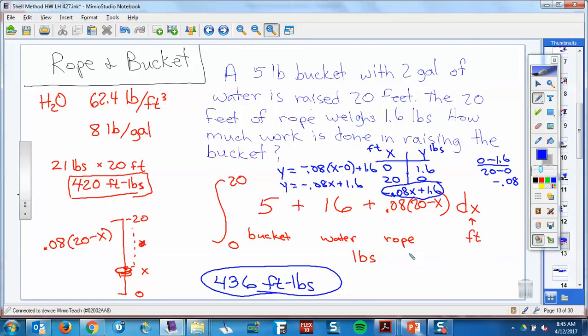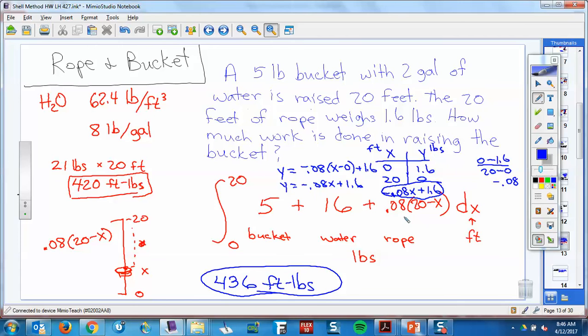Now, isn't that the same thing? You take 0.08 times 20, that's 1.6. 0.08 times negative x would be negative 0.08x. You get the same thing. I think over time, people found that a lot easier to do. So the rope starts out at 0 feet pulled up, it weighs 1.6, and at the end, when I pull all 20 feet up, it weighs 0. Do a slope calculation and get your equation. Just do your line equation that we've used all year long, and that'll give you that, instead of having to think through it. Either way is fine.